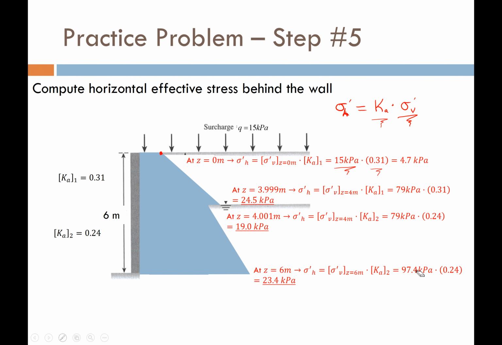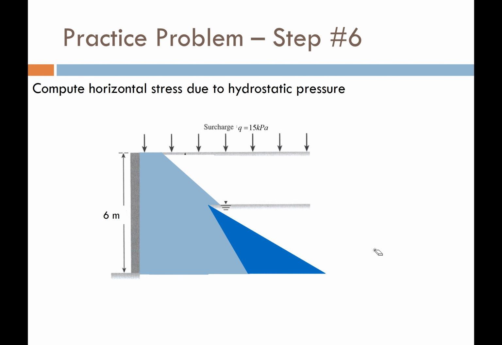Wow, so we just computed horizontal stresses. Awesome. Are we done yet? Well, we would be if we didn't have any water behind the wall, but we have water behind the wall. So this water here is applying its own hydrostatic stresses on the wall, and we have to account for that. So that's step number 6.